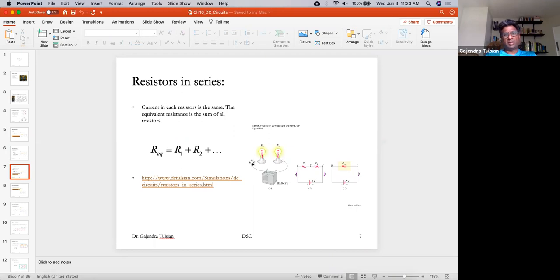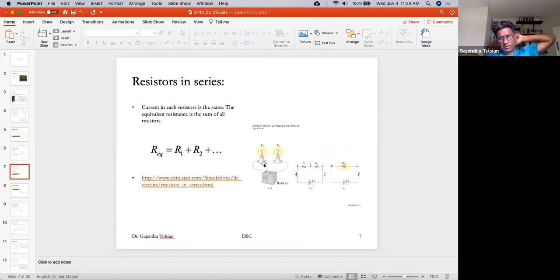All right, so now here are resistors connected in series. If you connect two light bulbs like that to a battery, these light bulbs are essentially resistors, specialized resistors, and they are connected in series. Now, one of the things we're interested in is what is the equivalent resistance of these two guys?